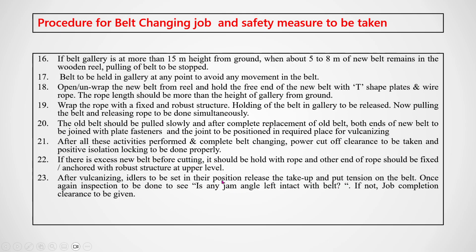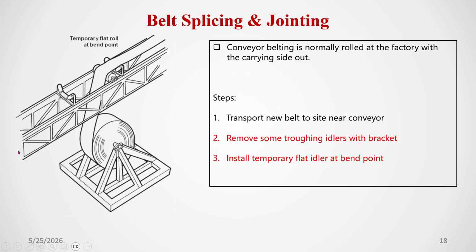After the job is over, the idler positions also have to be released, and then the take-up pulley and gravity pulley load are gradually released by removing the channels or chain pulley blocks, then the job is handed over. So you see, this is the new belt reel.